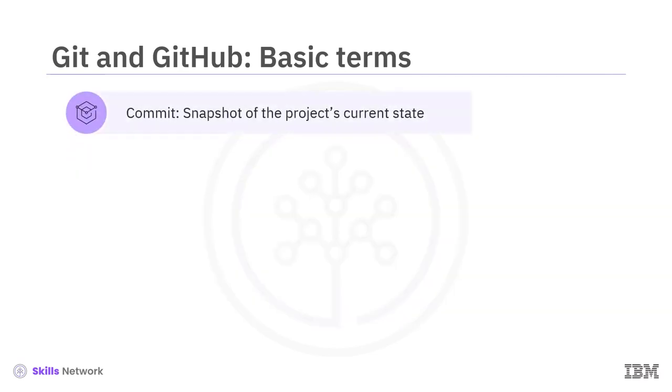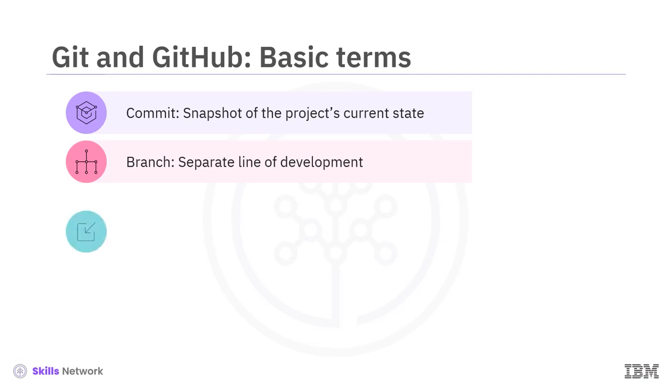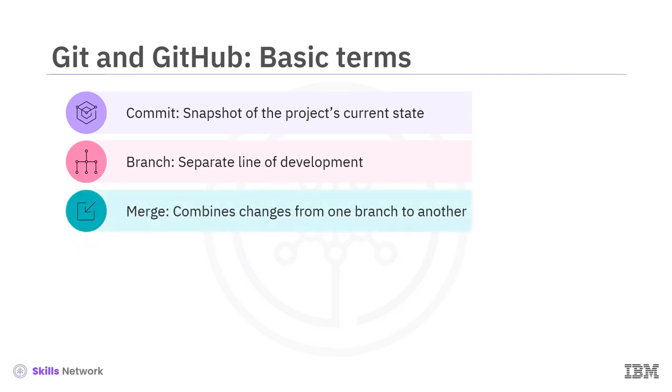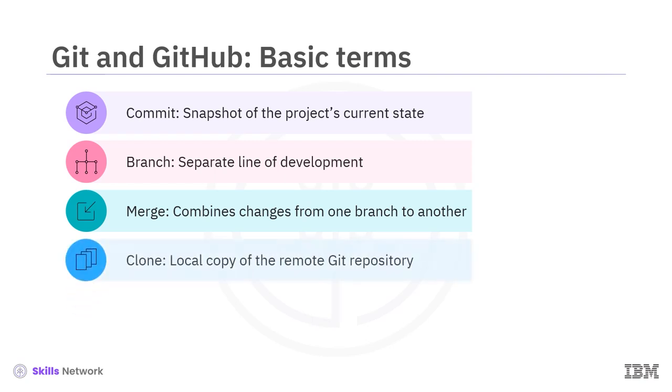Commit is a snapshot of the project's current state at a specific point in time, along with a description of the changes made. A branch is a separate line of development that allows you to work on features or fixes independently. Merging combines changes from one branch into another, typically merging a feature branch into the main branch. Cloning creates a local copy of a remote Git repository on your computer.